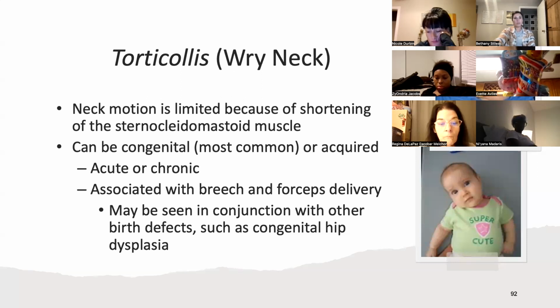Torticollis is going to be limited motion of the neck because of the sternocleidomastoid muscle being shortened. It can be congenital, which is most common, where they're just born with it, or acquired. It can be associated with breech and forceps deliveries, also in conjunction with birth defects like congenital hip dysplasia.